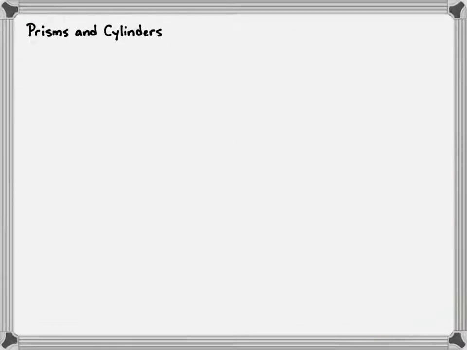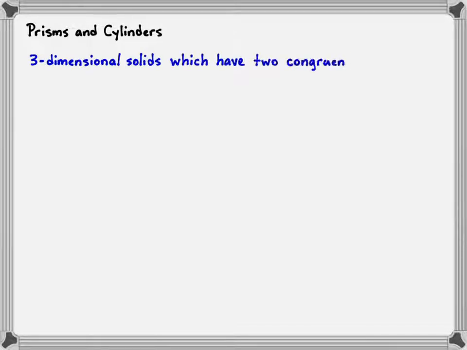Prisms and cylinders. Let's first understand the definition of a prism and a cylinder. A prism or a cylinder is a three-dimensional solid object which has two congruent and parallel bases. We kind of said that in the last slide. It has two congruent and parallel bases. And I like explaining it like this.